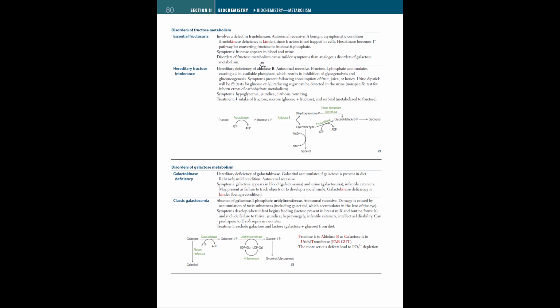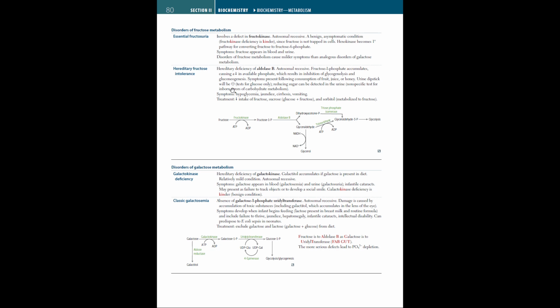The disorders of fructose metabolism can cause milder symptoms than analogous disorders of galactose metabolism. So the symptoms are quite mild, mostly fructose appearing in the blood and urine. Now, hereditary fructose intolerance, however, is a hereditary deficiency of aldolase B, and this is autosomal recessive. This is where fructose 1-phosphate accumulates, causing a decrease in available phosphate, which results in inhibition of glycogenolysis and gluconeogenesis. The symptoms present following consumption of fruit, juice, or honey.